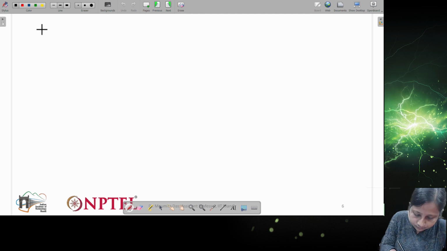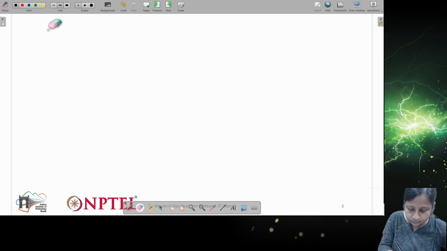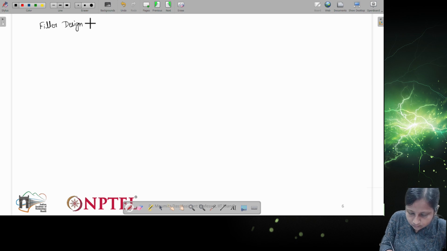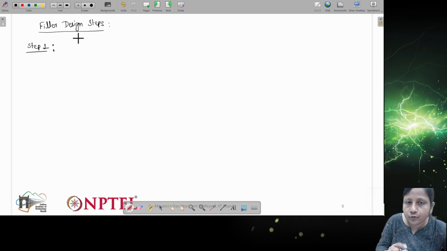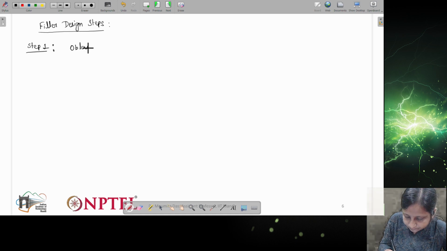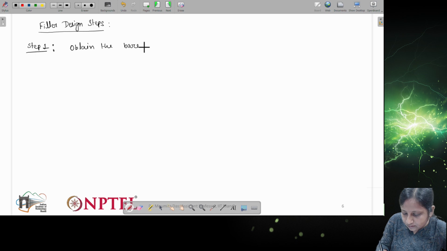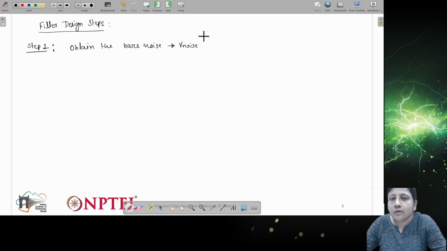First step is that, just write down. Step 1: we have to find out the noise signal, obtain the bare noise, which is V noise. First we have to measure this signal without connecting any filter. It's the same as for a passive filter. First we need to have information about the noise, then only we can design the filter. So this noise we can measure.